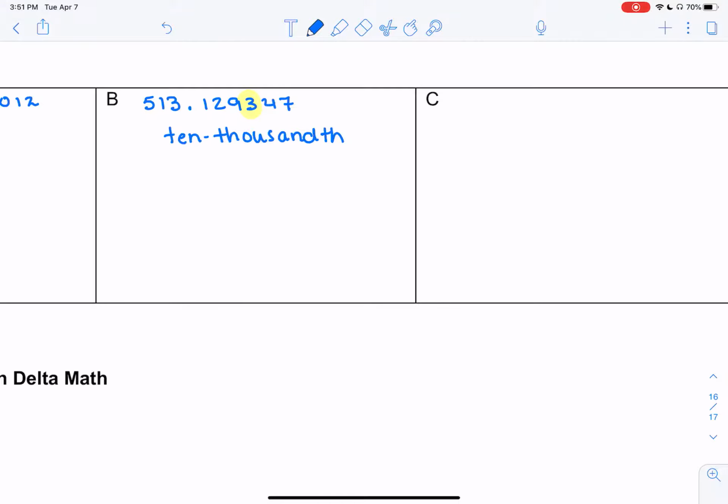And you're going to look to the right to see, is that a number 5 or more? It is not, so that means we're going to stay at the 3. So I'm going to write everything on the left up until then. I keep the 3 and I drop the rest of the numbers after it.